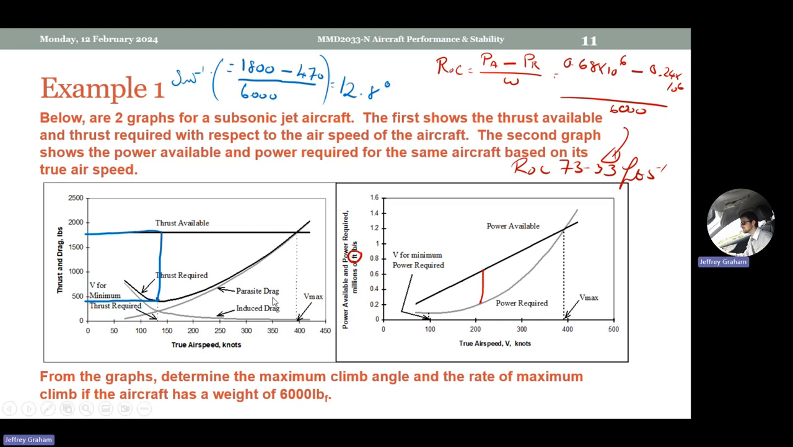Right, that's basically it. So you're reading the graph at the point of maximum thrust available minus thrust required, and for the rate of climb, the power available minus power required at its maximum position. Right, that is the climb.